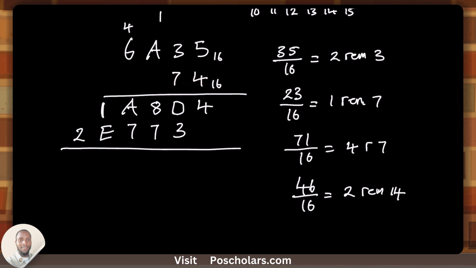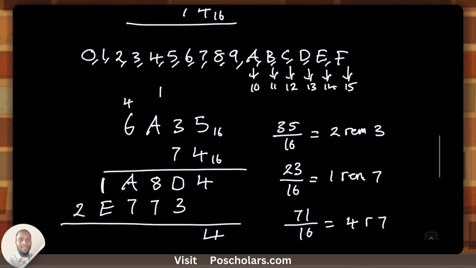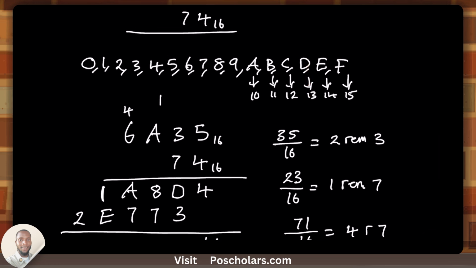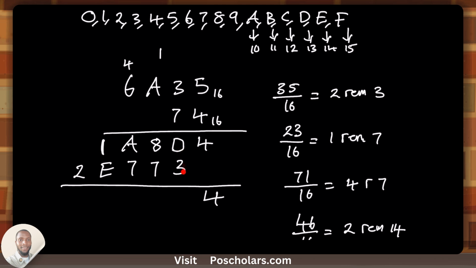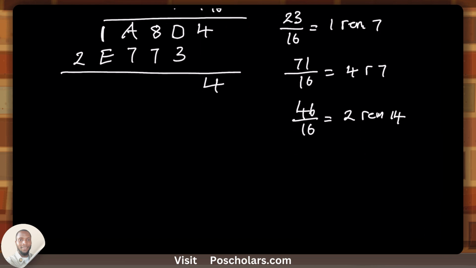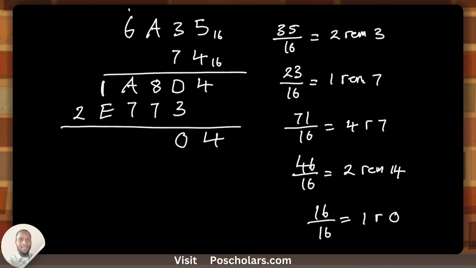So you can add up. Adding up, 4 plus nothing gives 4. D represents 13, right? So you can say 13 plus 3. 13 plus 3 gives 16. So you can't write down 16 because it's exactly the base. Rather, you say, how many 16s can you find in 16? This should give you 1 remainder 0. So you write the remainder, which is 0, and you carry 1.